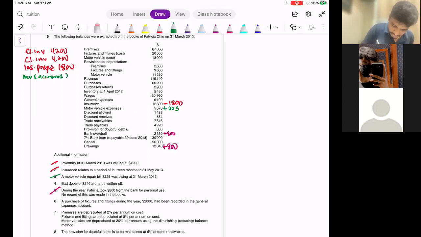Accrued is 225. Bad debt means irrecoverable debt. Very good. Do you have an irrecoverable debt here? If you have it here, you need to plus that. If you don't have it, then only you create a new one. Irrecoverable debt is 246. And then you minus what? Irrecoverable debt will be minus what?